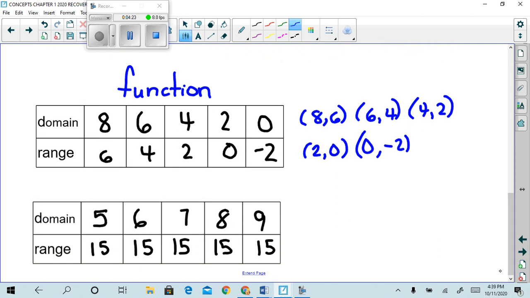Let's just take a look at one more before we move on to the next part of the lesson. 5 goes to 15, 6 goes to 15, 7 goes to 15, 8 goes to 15, and 9 is paired with 15. This represents a function. Why? Every input value has only one output. I'm not repeating the 5, the 6, the 7, the 8, or the 9. It's okay for different inputs to have the same output, but it's not okay for an input to have different outputs. Okay. Again, the understanding with that comes with a little bit of practice.